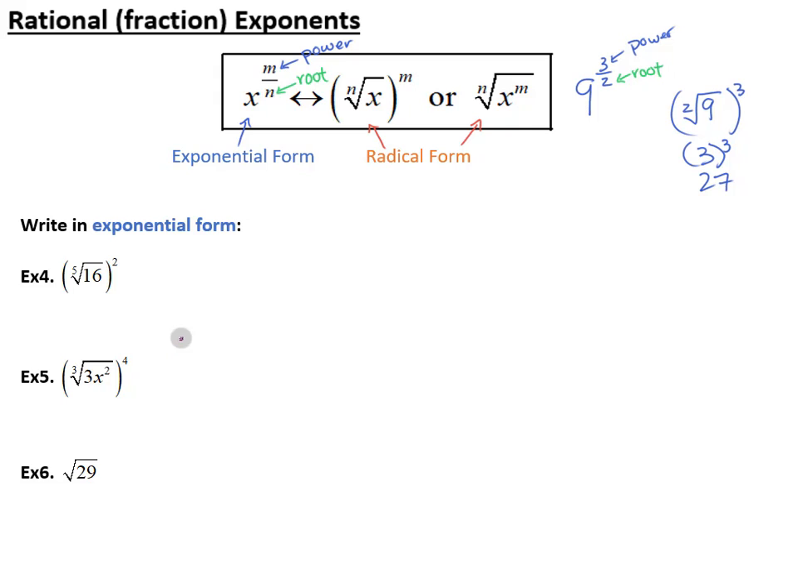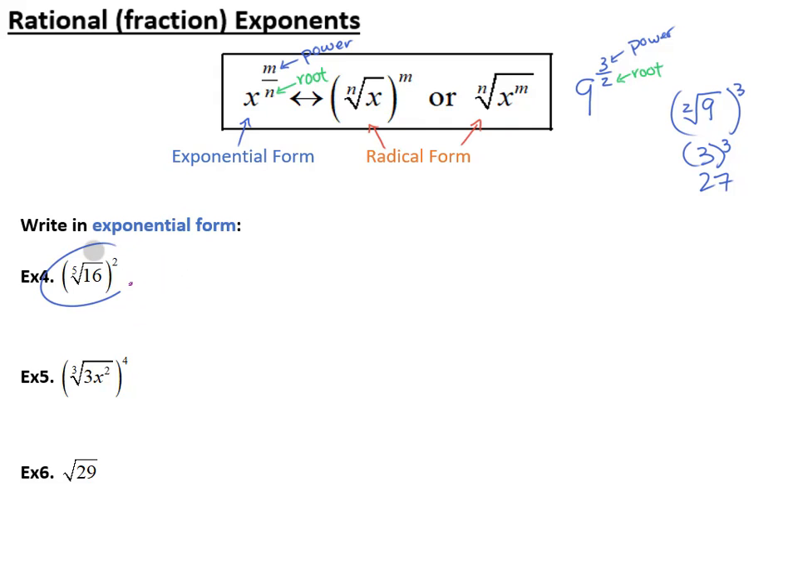So let's try a few examples. So here we're going to work on converting from one form to the other. So again, there are two forms here. There are two different versions of the radical form. Typically, we'll use this first one, where it's an nth root raised to an m power, but you can also bring that exponent inside the radical as well. So these end up being equivalent. But let's go through some examples.